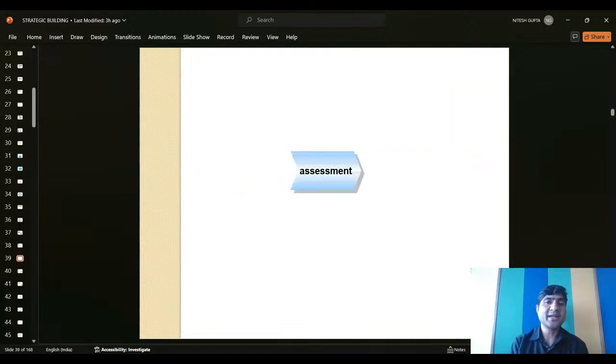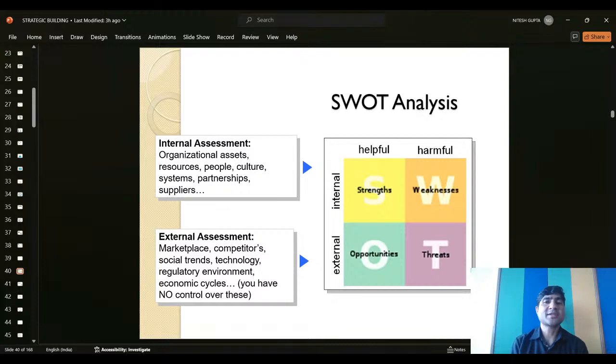Now let me take it individually. Assessment. When I talk about assessment, SWOT is something which is very important. In the SWOT you have got internal things. What are internal? Strength and weakness. They are going to be helpful as well as harmful. And then externals are opportunity and threat. When you talk about SWOT, threat is external and harmful. Opportunity is external but helpful. Weakness is internal but harmful. Strength is internal but helpful.